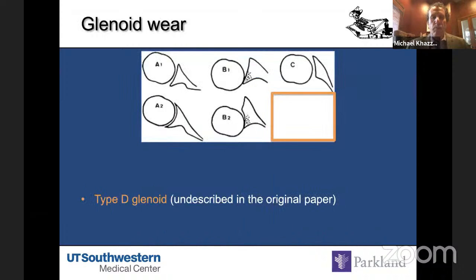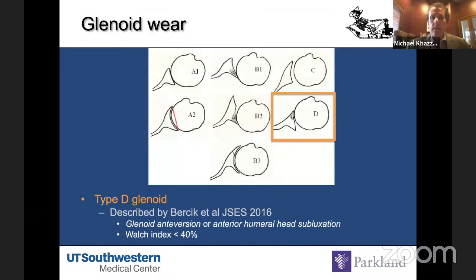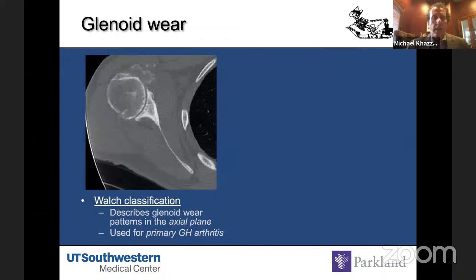And then there's the D type, which was also in this 2016 paper, which assesses and classifies when the humeral head is subluxed anteriorly and you get anterior glenoid wear. And the Walch index, which is basically how to assess the position of the humeral head in relation to the center line of the glenoid, is typically when 50% is neutral. When it's less than 40%, that means it's subluxed anteriorly. And here's some descriptive assessments and examples of this.